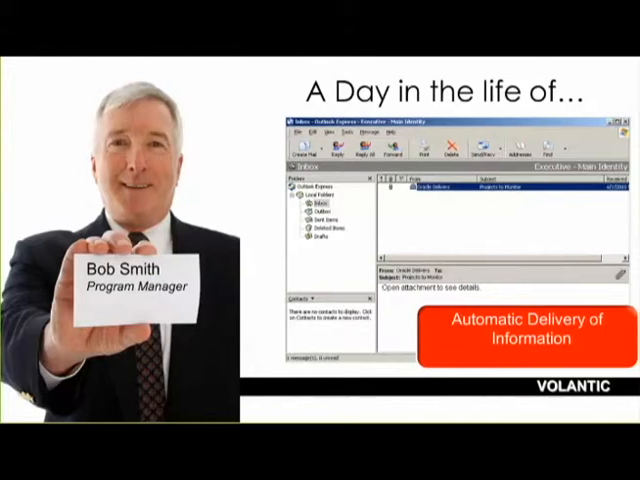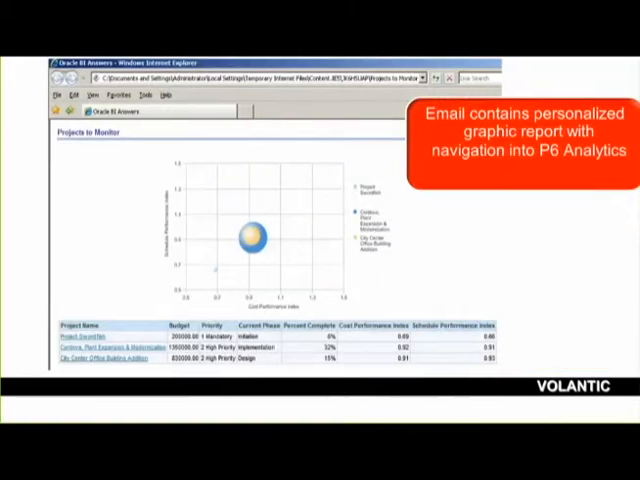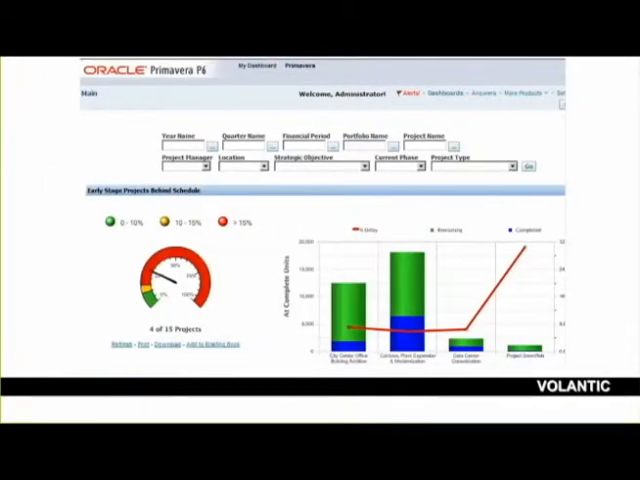He opens it up, and within there he can either open it up in a PDF or a web page or so on of a report that he likes to view automatically. And he can get that important project information right at the tip here. And then from here, he can navigate and click right into P6 Analytics. And from logging into P6 Analytics, you might be looking at something like this, which is his main dashboard page.